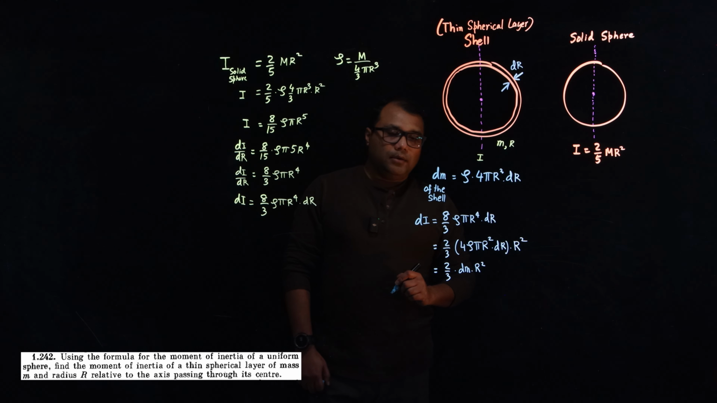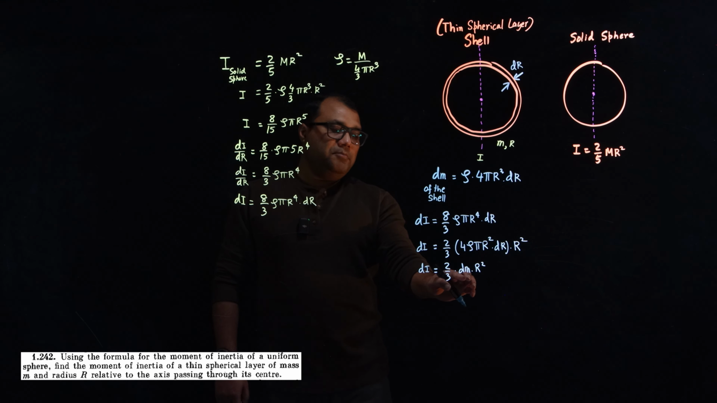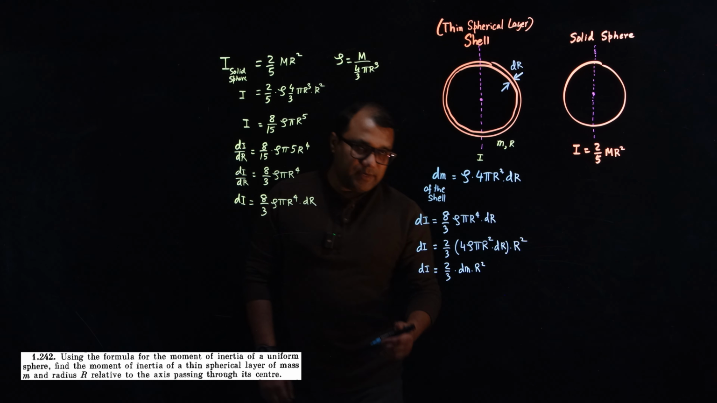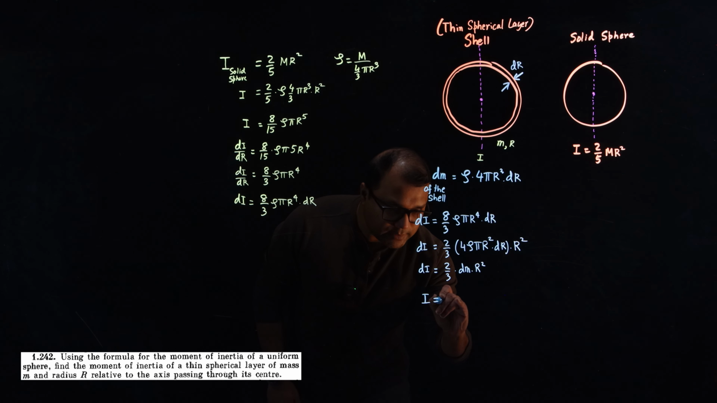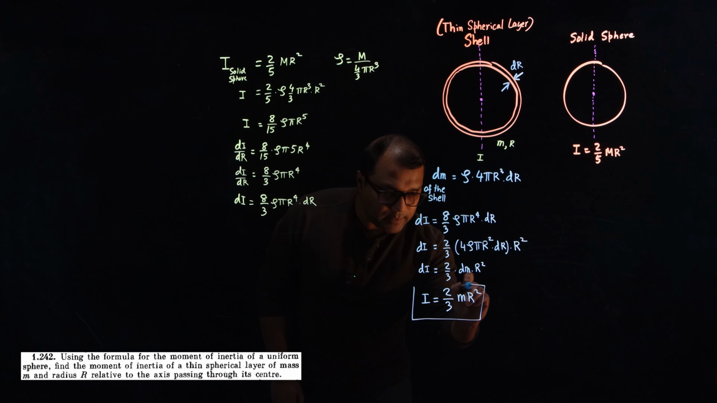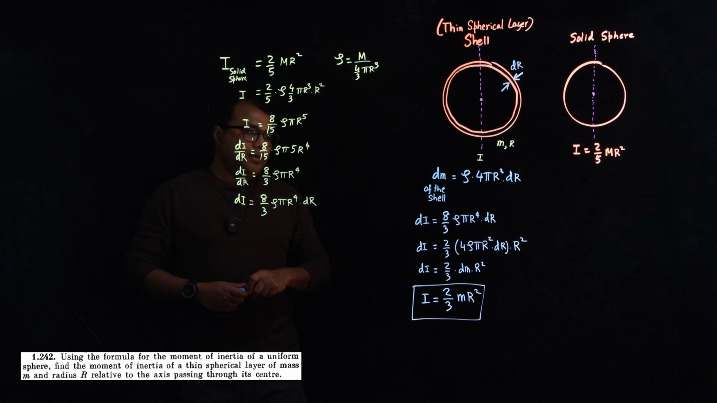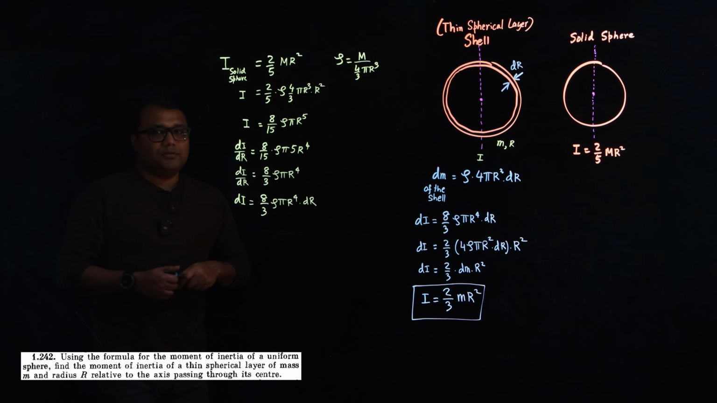Okay, now we got this expression in terms of a small mass and small moment of inertia because of that small mass. But if we integrate, we can write this expression as I equals 2/3 m r square. That is the moment of inertia of a shell of mass m and radius r. Okay, so that's my solution.